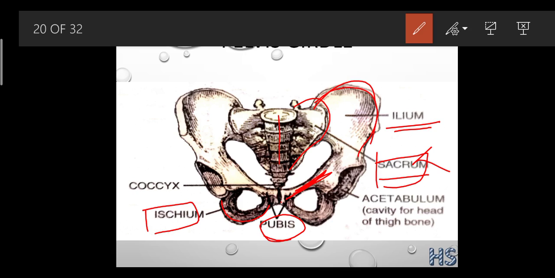This whole big part, this fleshy structure, is called the ilium. This is the pubis, which is attached to the coccyx, the lower end of the vertebrae, and this whole part is called the ischium. So how to remember these names? IIP: ilium, ischium, and pubis.